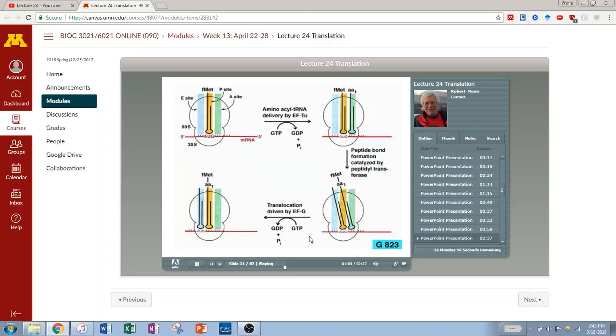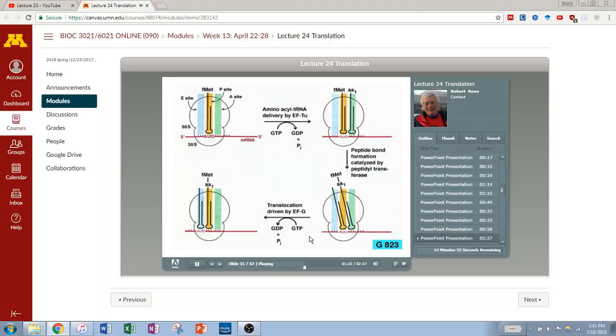reaction. A peptide bond is formed when the amino group of the aminoacyl tRNA at the A site attacks the ester carbonyl group of the fMet tRNA at the P site. This reaction is catalyzed by the ribozyme activity of the 23S RNA of the large ribosomal subunit. The reaction is catalyzed solely by RNA.